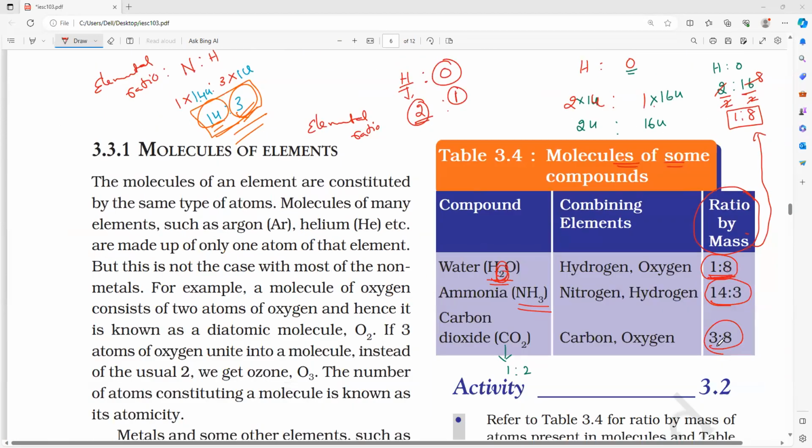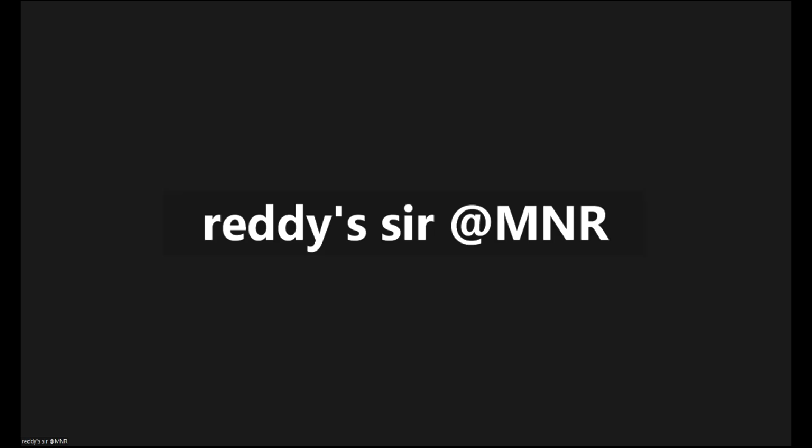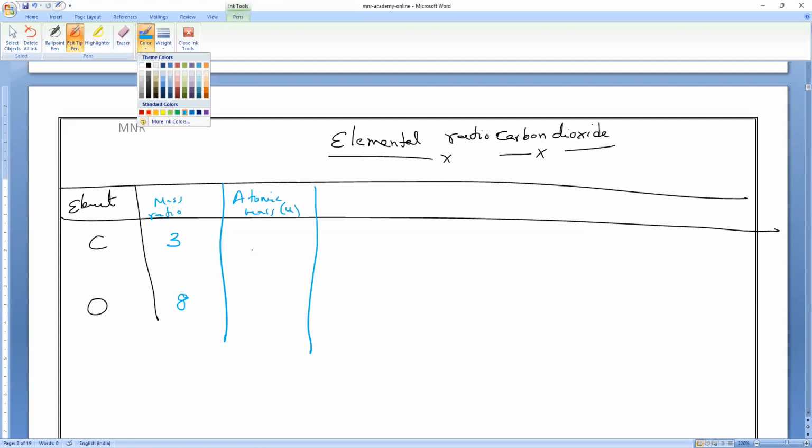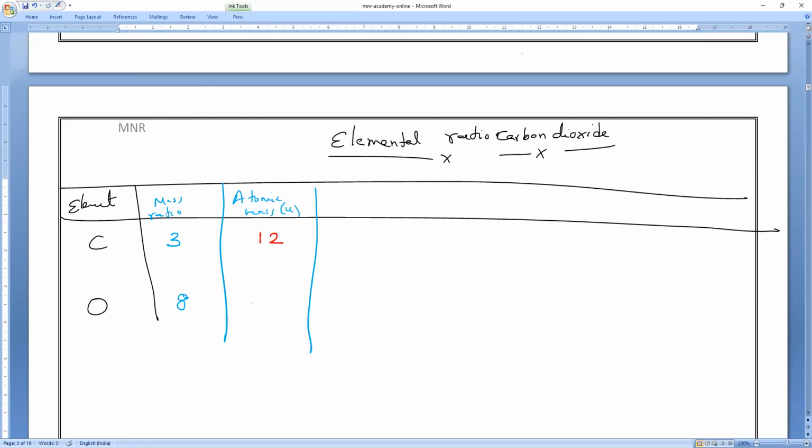What is the mass ratio of carbon dioxide? Everybody. 3:8. Please wait, don't get confused. Do you understand what I'm saying? Mass ratio 3:8. Atomic mass, everybody, quickly. Carbon atomic mass 12. Oxygen 16. Okay. Next point.